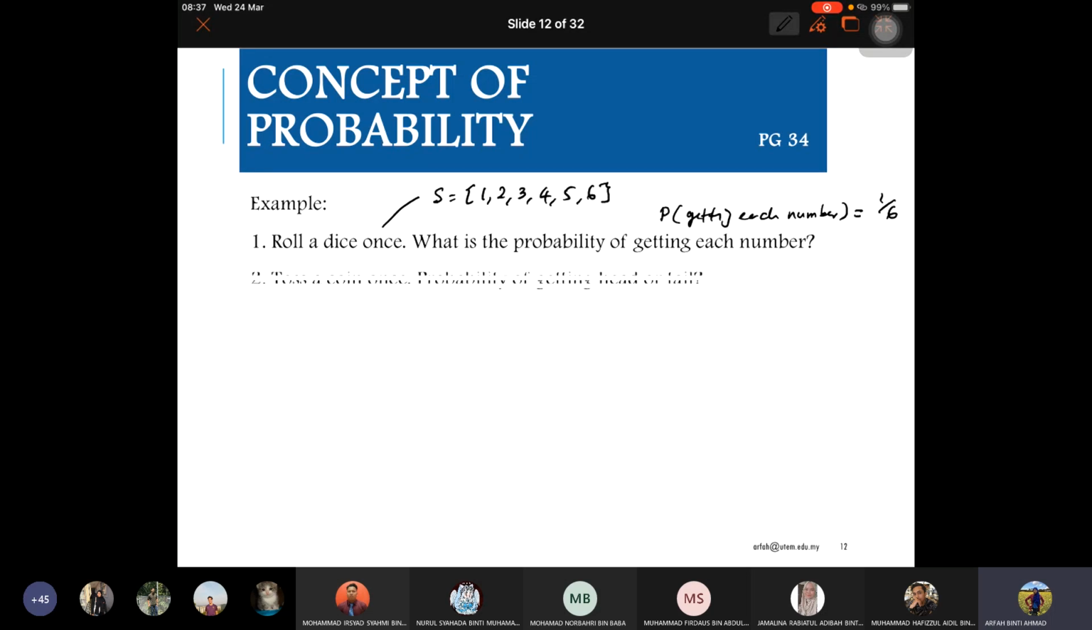And ini contoh tadi, toss a coin, probability of getting head or tail, the sample space is head atau tail. And then probability of getting head sama dengan 1/2. Probability of getting tail sama dengan 1/2. Okay. This is the nilai kebarangkalian bagi sesuatu peristiwa.